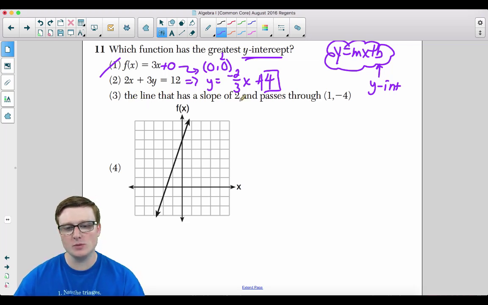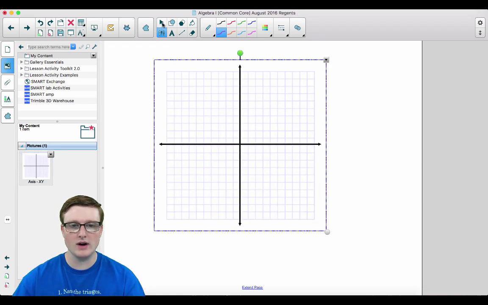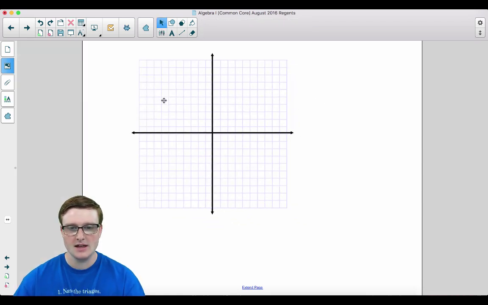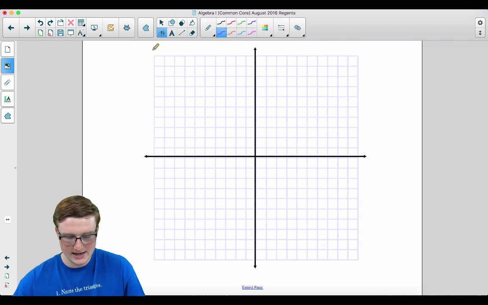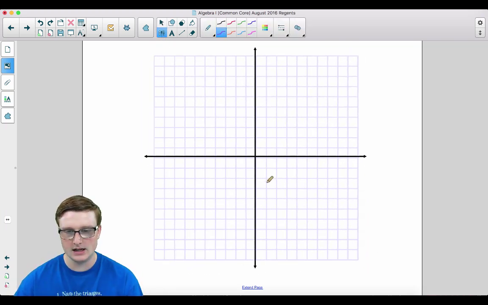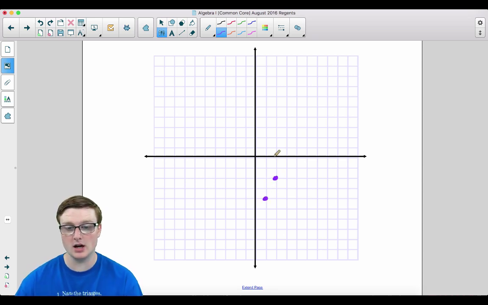Let's take a look at 3. The line that has a slope of 2 and passes through the point 1, negative 4. Okay, so the best way to figure this one out is to actually graph it. So if I were to just add a page real quick, let me add a graph over here. And if you were to graph a line that has a slope of 2 and passes through the point 1, negative 4. Well, 1, negative 4 is down here. And it has a slope of 2. So up 2 to the right 1, up 2 to the right 1.